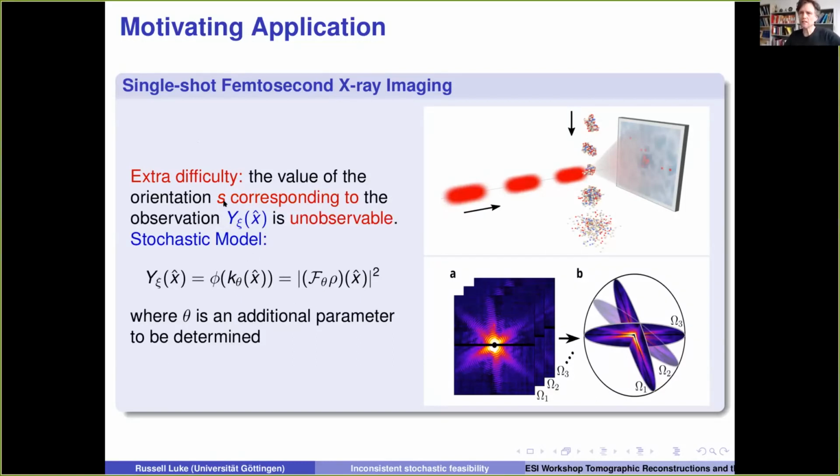But we have an extra difficulty, which is that the S, which was parameterizing the Fourier transform, or Fresnel transform in general, corresponding to a particular observation that we make, is unobservable. We don't know that correspondence. So we really have a stochastic model where we have some observation that just comes to us at random, and we have to figure out both the orientation parameter theta, as well as either the density profile or the amplitude profile phi, or the density rho.